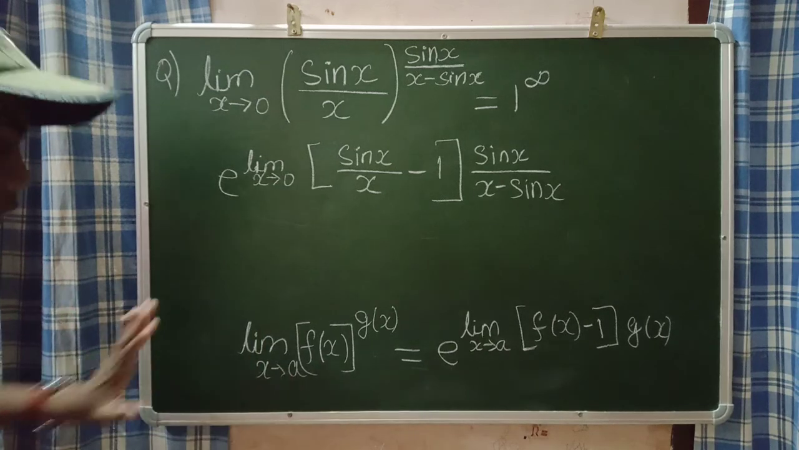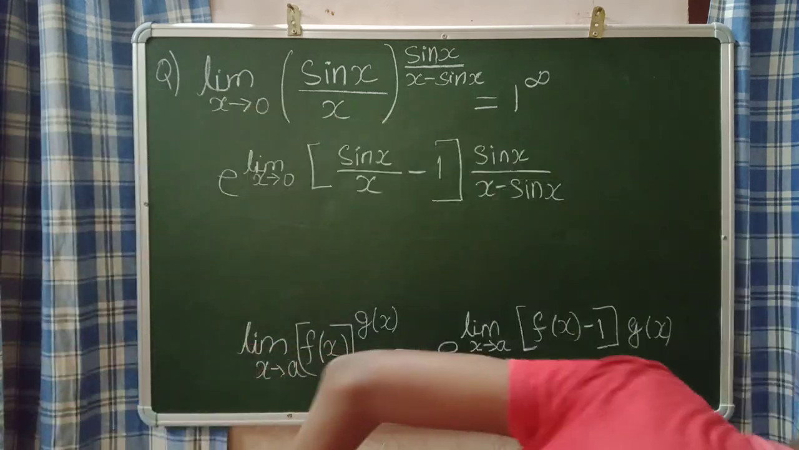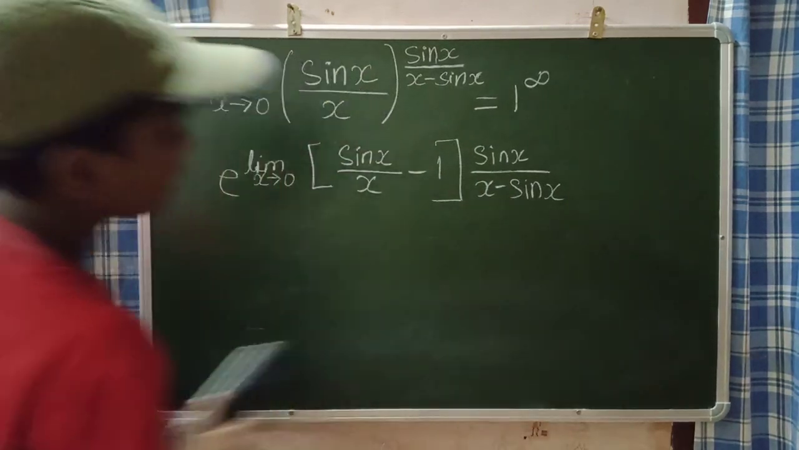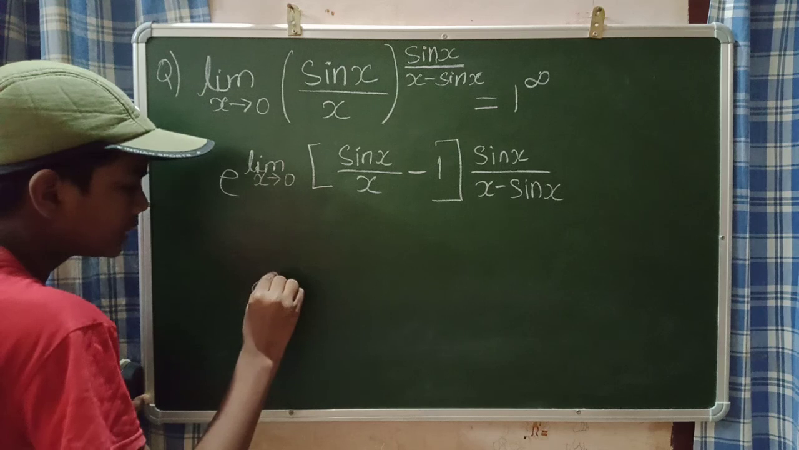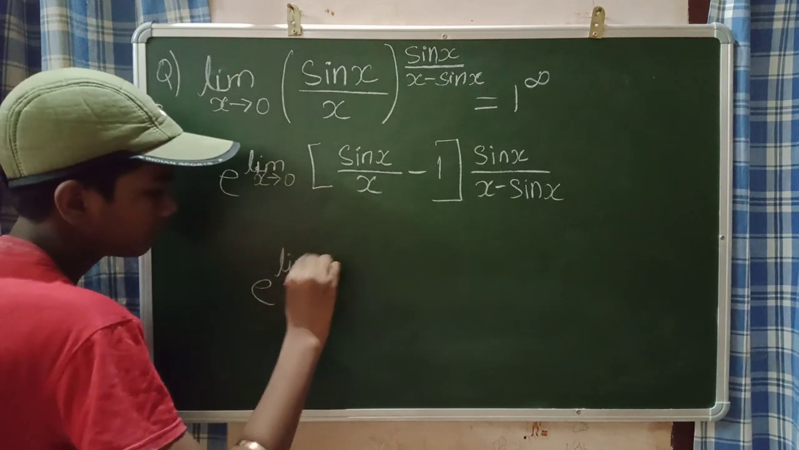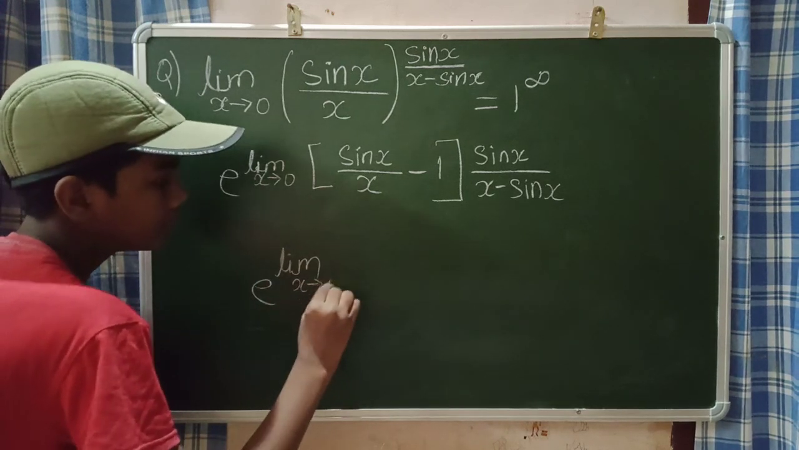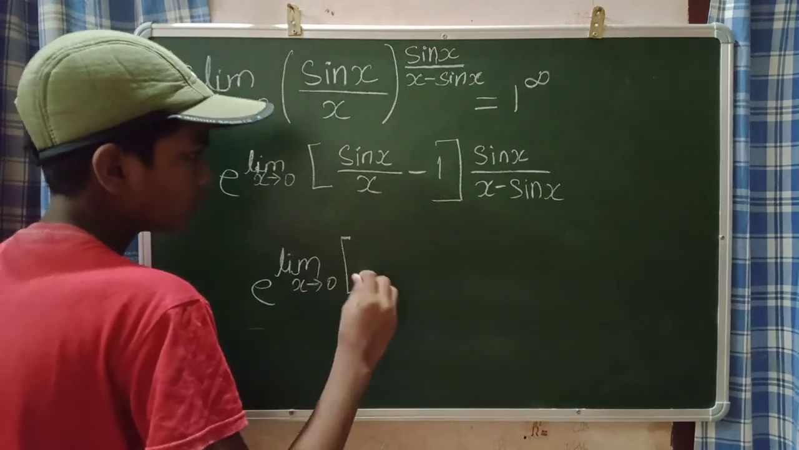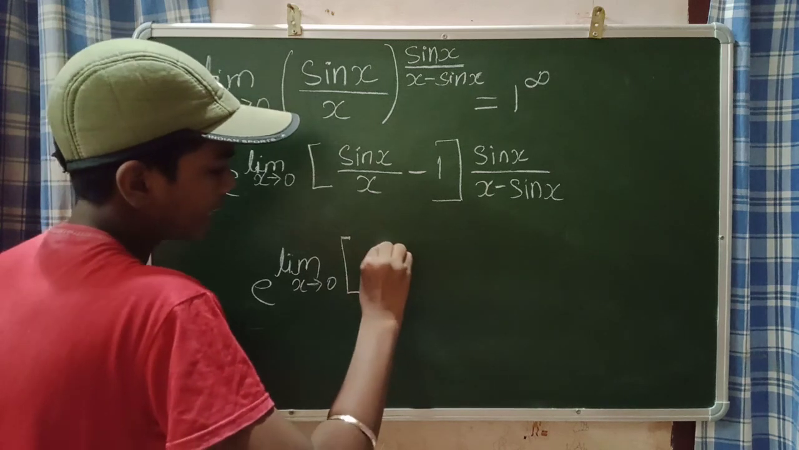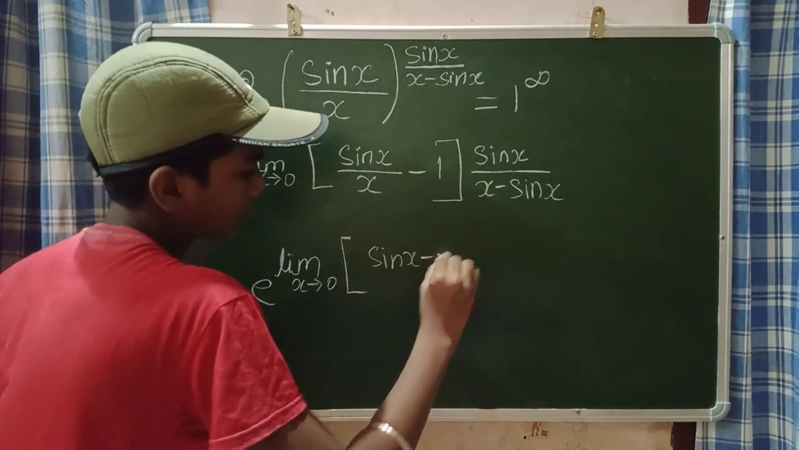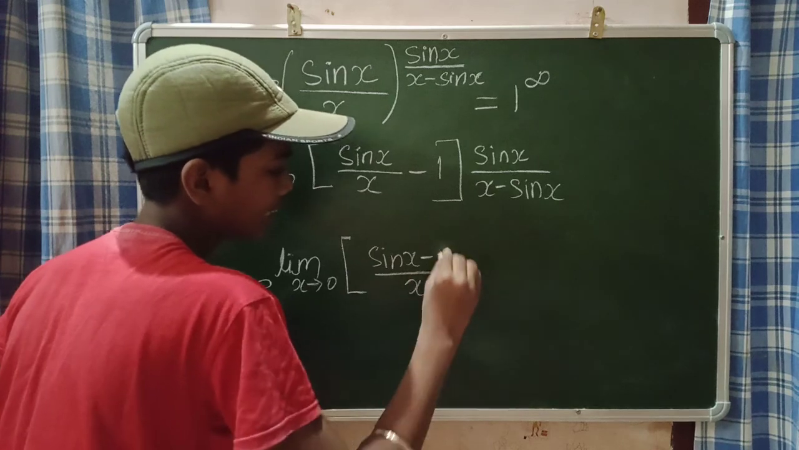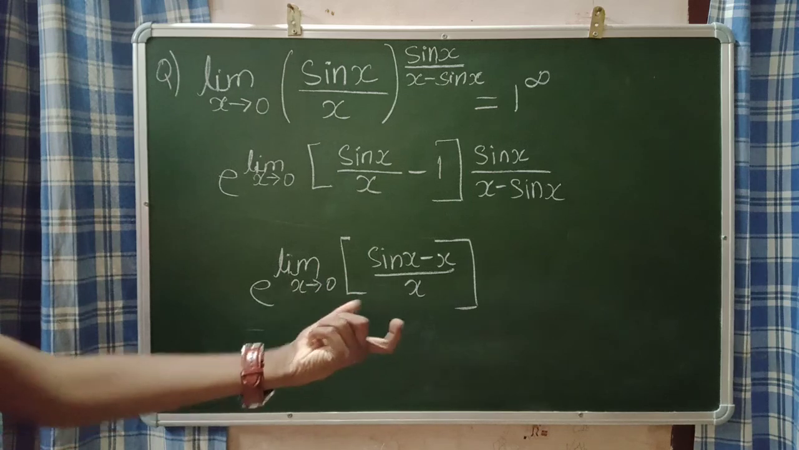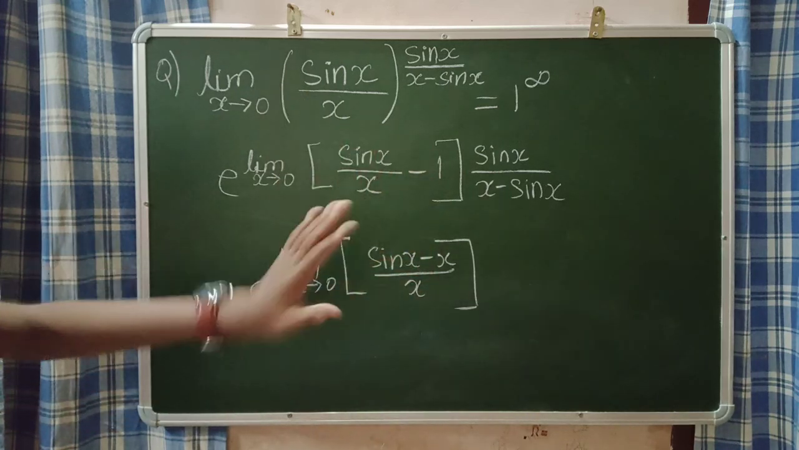That's all. Now, I will take my duster, guys. When you rub this and solve, what you will get is limit of x tends to 0 only. Then when you find the LCM and find out this value, you will get sin x minus x divided by x. Just I am solving the inside value: sin x divided by x minus x divided by x. This is what you will get when you solve using the LCM method.